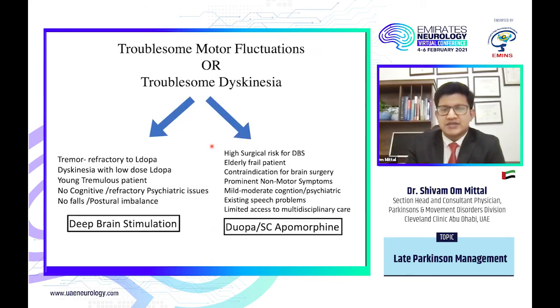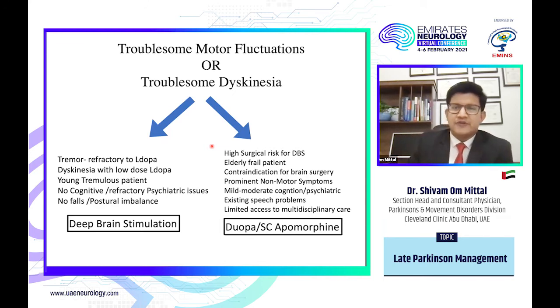Now, this is just a summary that you can make a note of: every younger patient who has a lot of tremor, motor fluctuations, dyskinesias, think about DBS. The patient should not have significant cognitive or psychological issues, should not have any falls in the on phase, should still have good posture control. These are some symptoms and signs you should always look out for in patients going for DBS surgery.